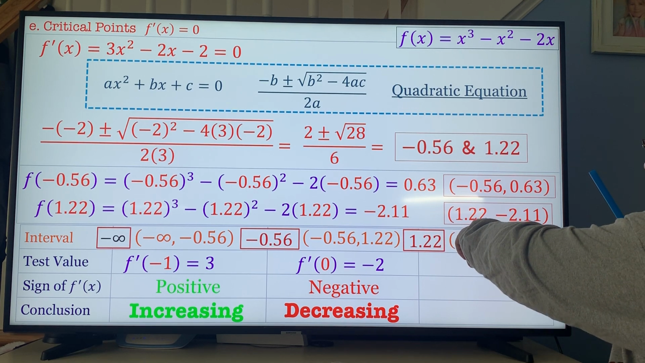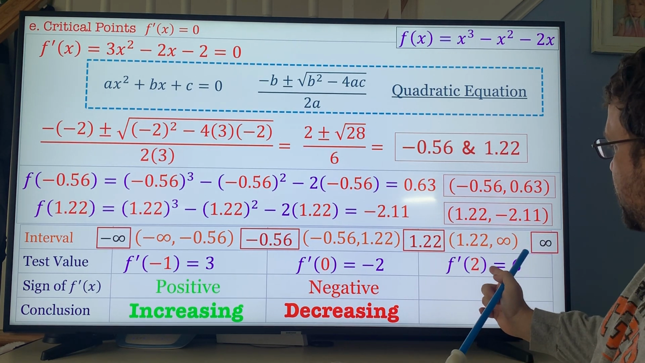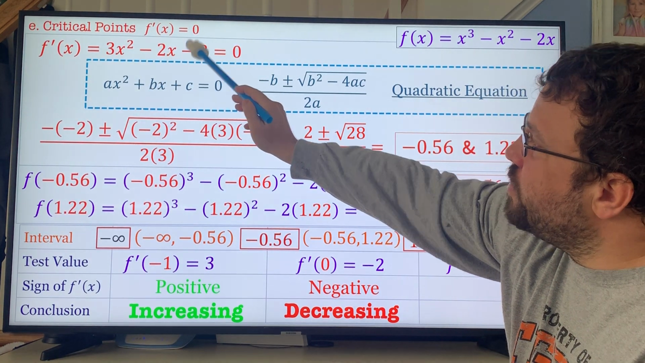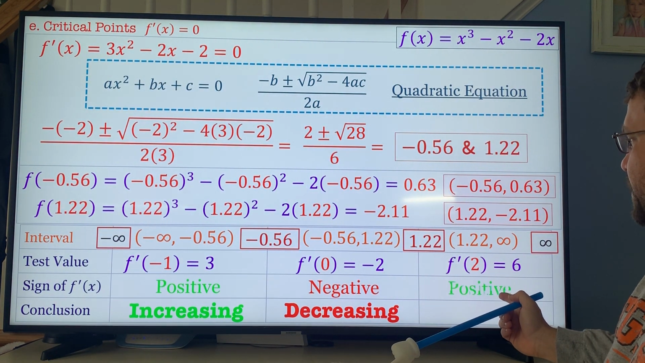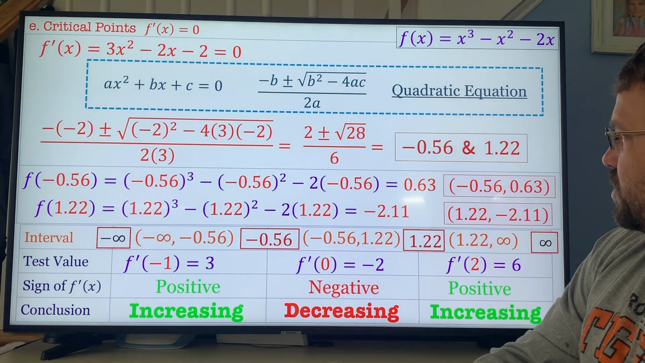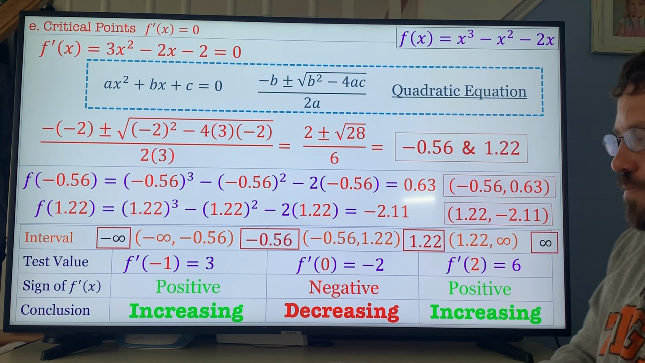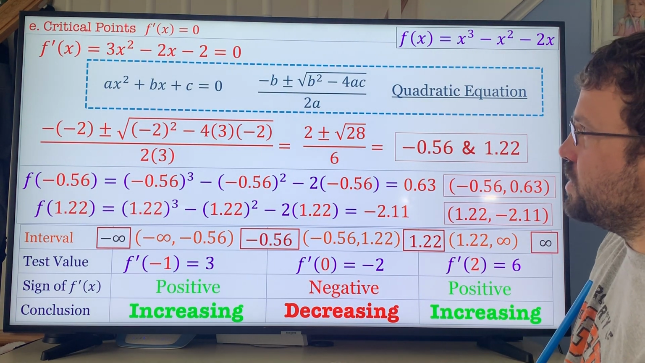All right, till it gets to this point. Once it gets to this point, let's see. We plug 2 in here: 3 times 4 minus 2 times 2 minus 2 is indeed 6. That's positive, so it's increasing. So it goes up till it gets to this point, down when it hits this point, and then it shoots back up. All right, let's see if that works.